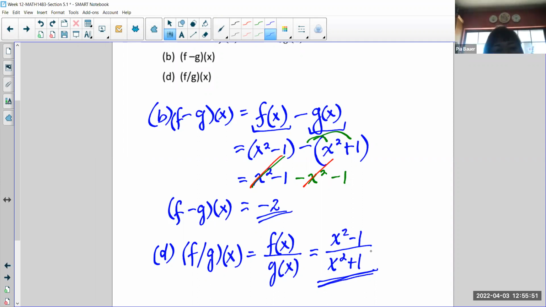f divided by g of x. That is very algebraic, very symbolic, and you don't have numerical answers necessarily.